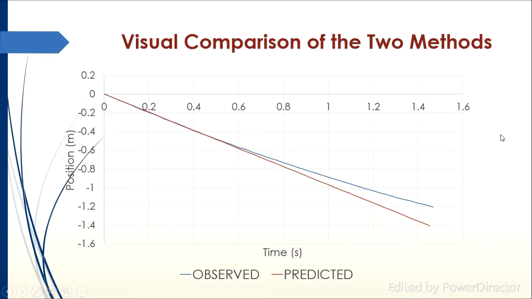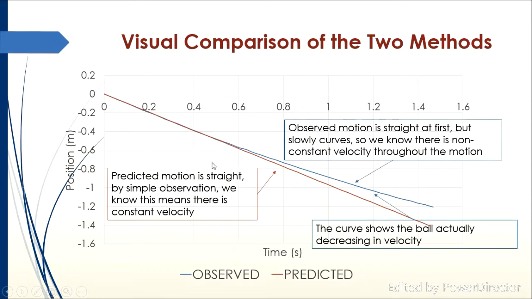This is a visual comparison of our two methods. The red is the predicted computational model motion, and the blue is the observed motion. Our initial observation is that the predicted motion is straight. By simple observation and our previous knowledge, we can assume that there is constant velocity.